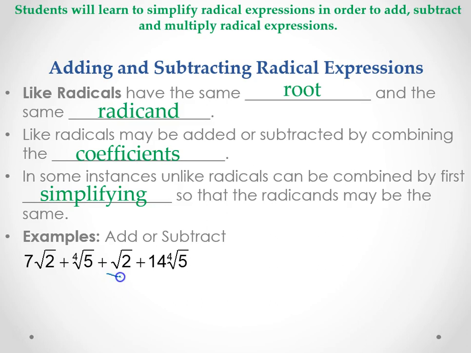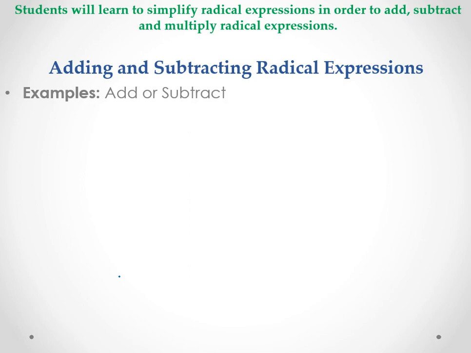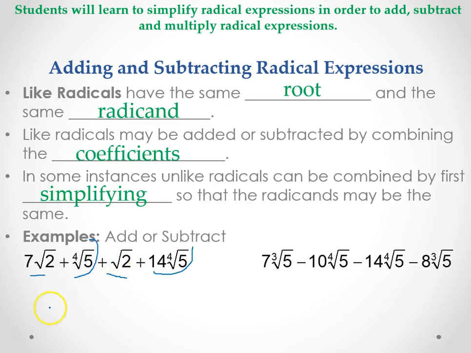So we've got a square root of 2 and a square root of 2, so those will go together. And we've got a 4th root of 5 and a 4th root of 5, so those would go together. 7 square roots of 2 plus 1 square root of 2 is 8 square roots of 2. And the 4th root of 5 plus 14 4th roots of 5 is 15 4th roots of 5. So we would have 8 square roots of 2 plus 15 4th roots of 5.